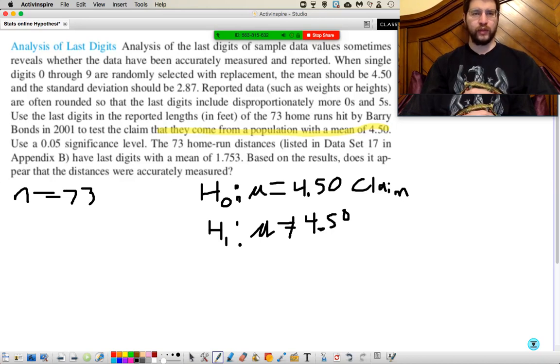We've got mu, standard deviation of 2.87. What has a standard deviation of 2.87? When single digits 0 through 9 are randomly selected with replacement, the mean should be 4.50 and the standard deviation should be 2.87. That's the population of numbers 0 through 9, not this sample of 73 home runs. That's a sigma. So what does that mean for us?